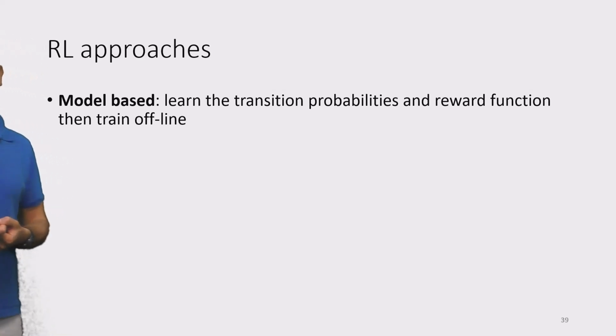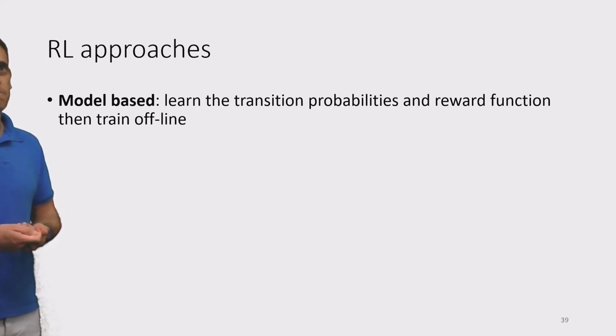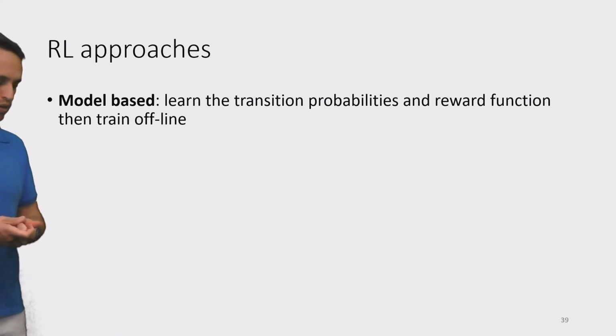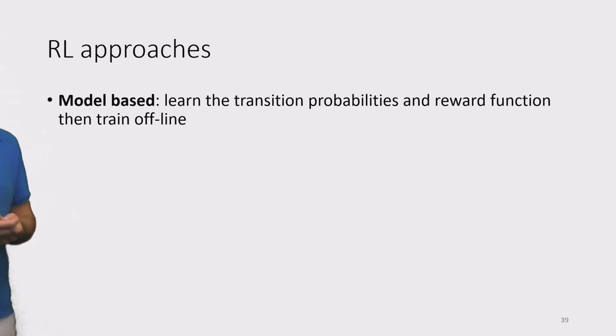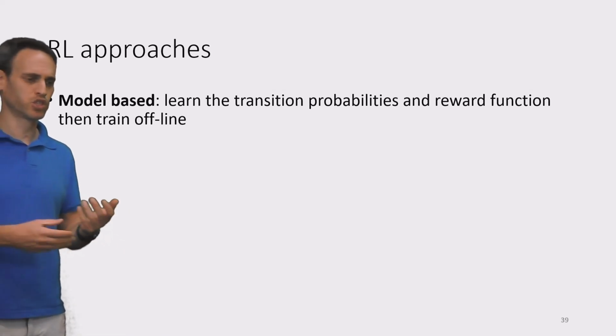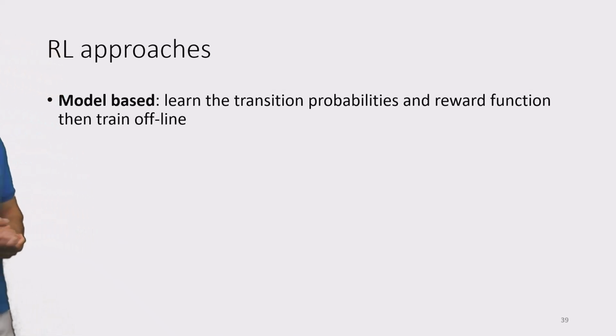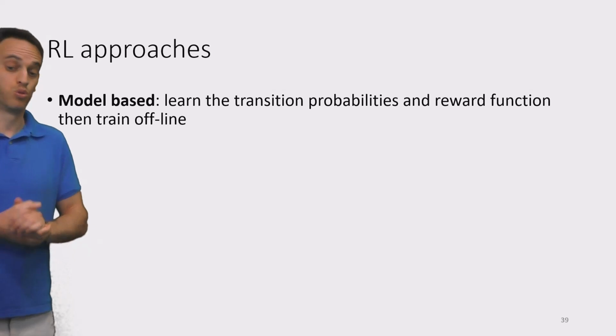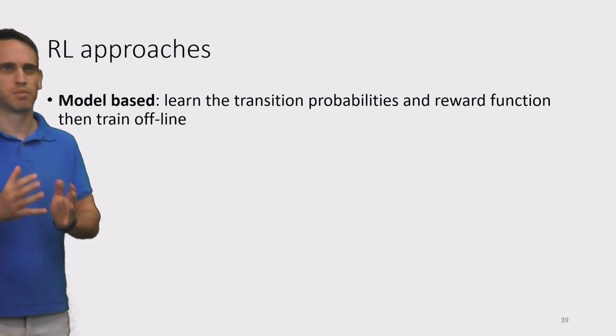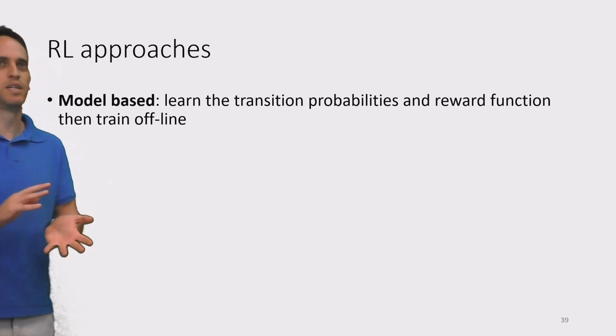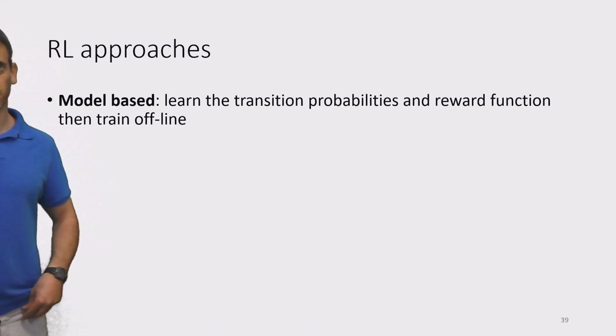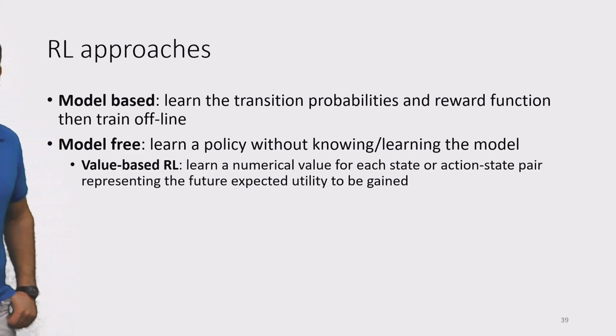So these approaches try to learn these probabilities and also try to learn the reward function. In some cases it can be provided explicitly, but in most cases it is implicit. So model-based approaches will try to learn the full model, the reward function and the transition probabilities, and based on those distributions optimize the policy. It can be done online, offline, or in some mixture of online and offline algorithms.